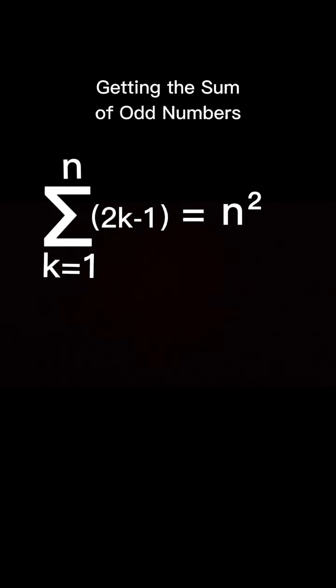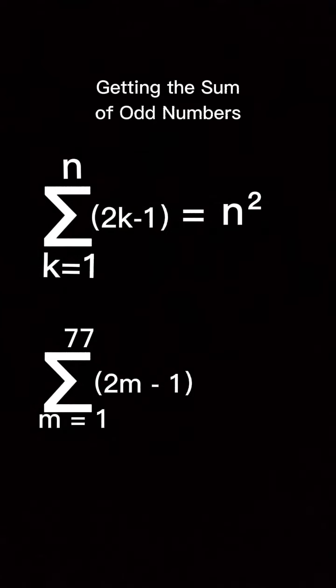Fifth and last is getting the sum of odd numbers. The sum of 2m minus 1 as m goes from 1 to 77. In this property, instead of solving it one by one, we just square the upper limit, which is 77. 77 squared is 5,929. Therefore, the value of the summation is 5,929.